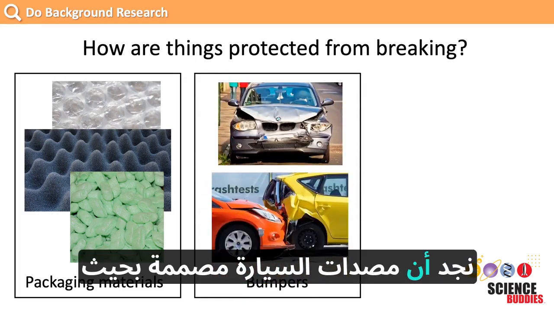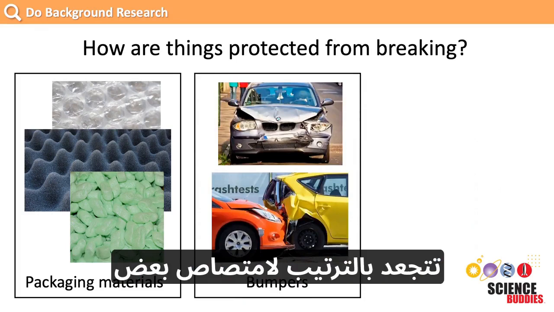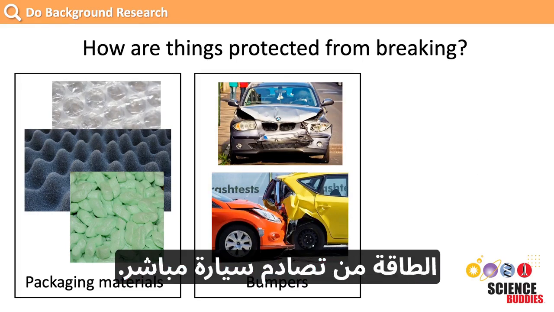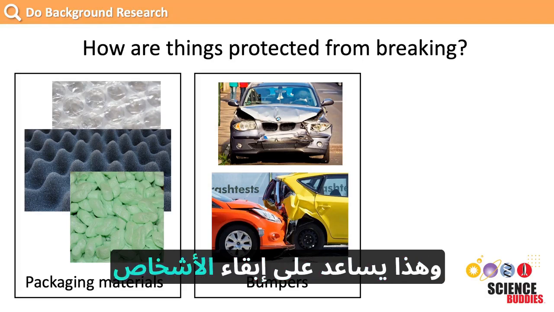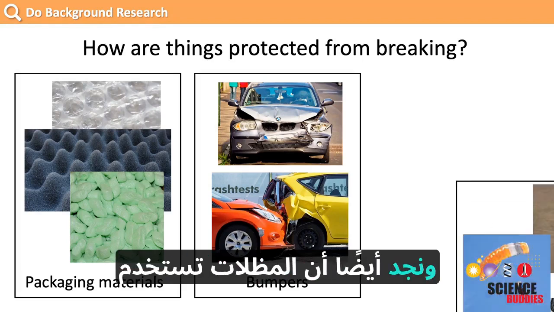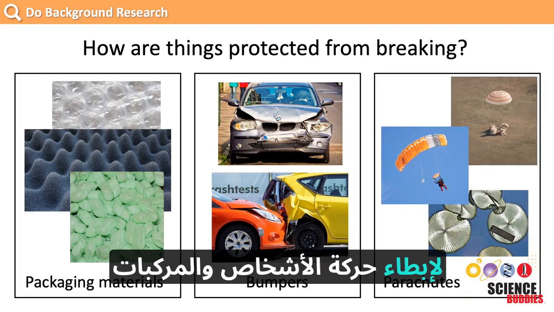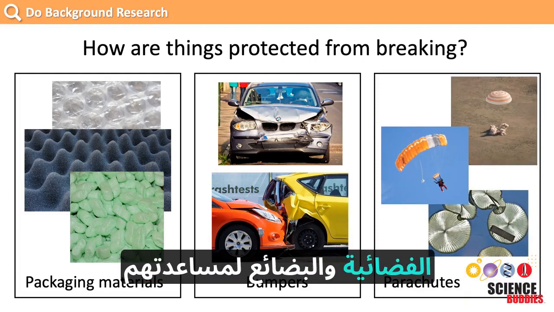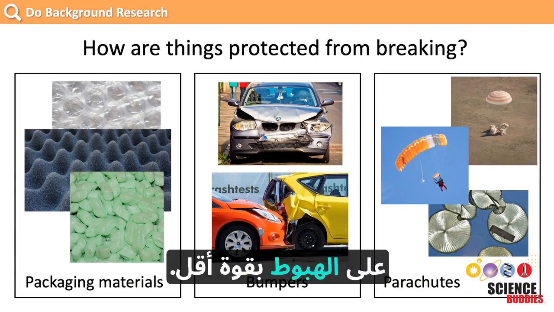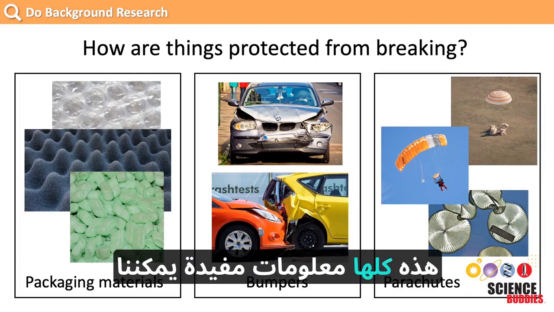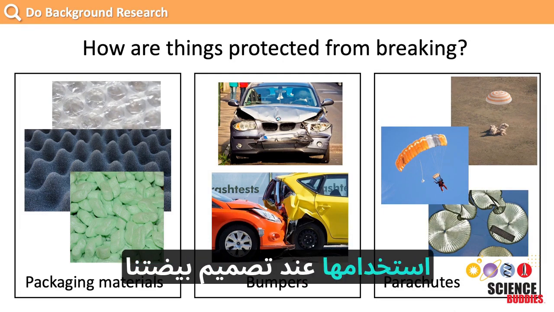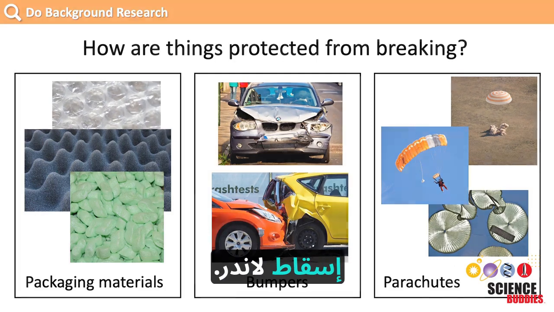Similarly, we find that car bumpers are designed to crumple in order to absorb some of the energy from a head-on car collision. This helps keep the people inside the car safer. We also find that parachutes are used to slow down people, spacecraft, and cargo to help them land with less force. This is all useful information that we can use when designing our egg drop lander.